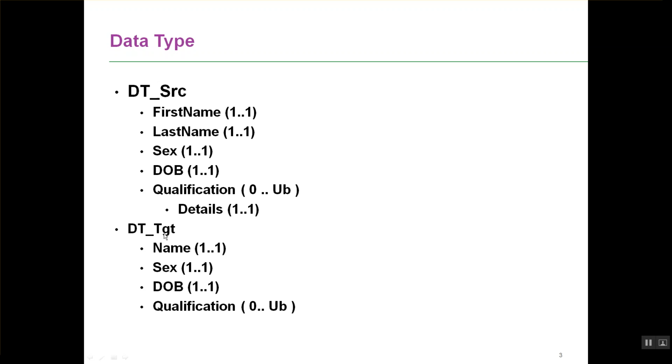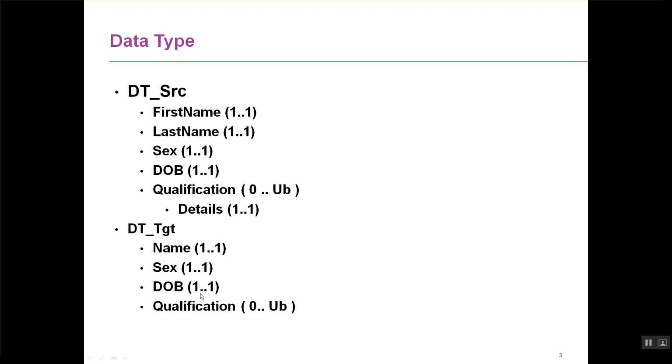In the target, when PI is pushing the file out, the requirement is there's just one name field. There's no first name, last name, but the expectation is that this first name and last name will be concatenated and put into one field called the name field. Then you would do the sex mapping, and then you would do the date of birth mapping. And finally, if you look at it, there's one change. Here within the qualification tag, you had a details tag, but here within the qualification, you don't have anything. It is just a direct mapping out here.